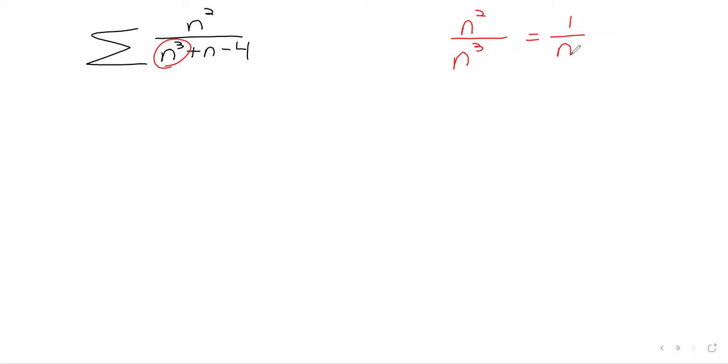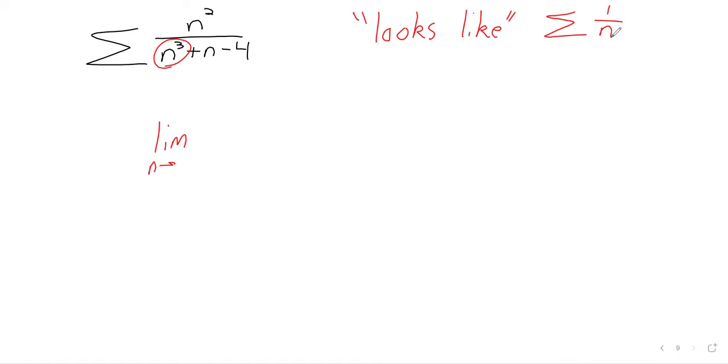So speaking of the harmonic series, I would say that this more or less looks like 1 over n. And 1 over n, the harmonic series, diverges. So that's my intuition. This time, everything's going to be nice, and we're not going to spend half an hour getting an ambiguous result.